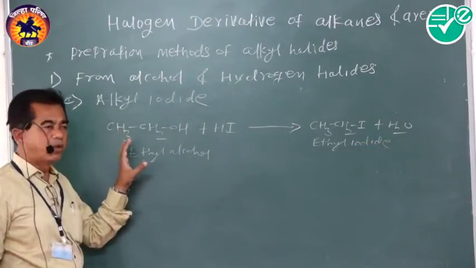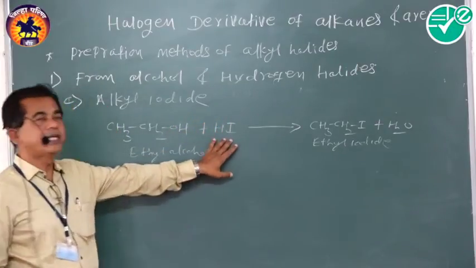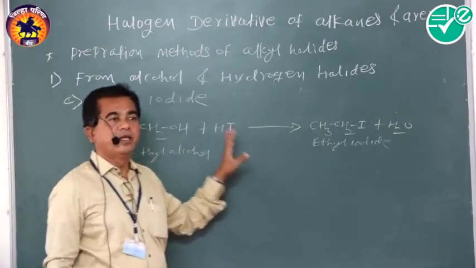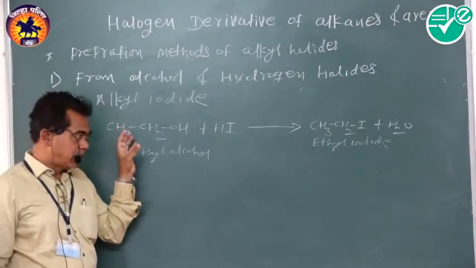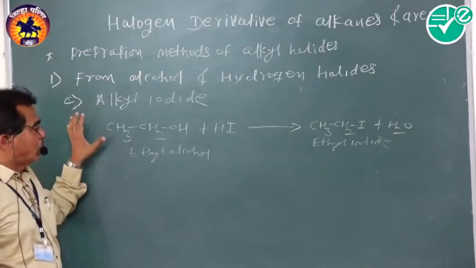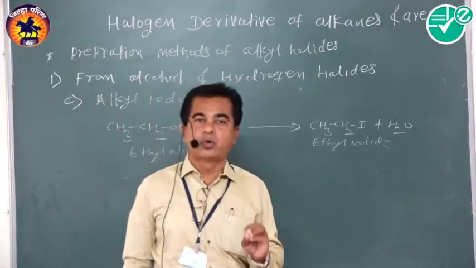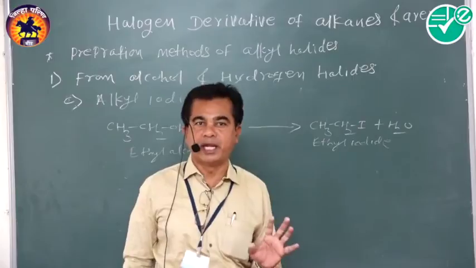This method is very simple. There are no different types of reagents needed. Only concentrated hydroiodic acid reacts with alcohol, and it directly gives ethyl iodide. In this way, we prepare primary, secondary and tertiary alkyl iodides by this method also. So, from alcohol and concentrated hydrochloric acid, hydrobromic acid and hydroiodic acid, we prepare different types of alkyl halides.